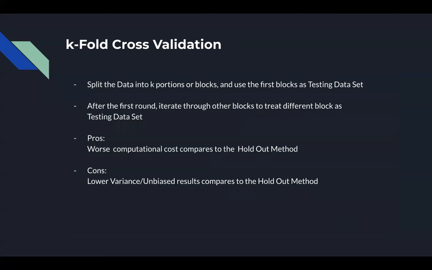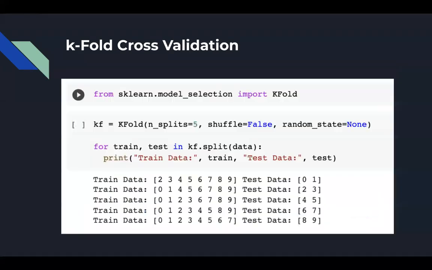So here is the disadvantage of the technique. Since it has to run from scratch k times, the computation cost will be way more expensive than the holdout method. And of course, compared to the high variance we have in the holdout method, the results for k-fold cross-validation are less biased. So let's look at what it looks like in a simple implementation in Python.